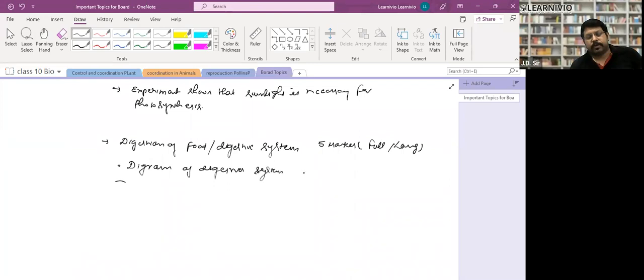That may be a 3 marker question. It depends on what kind of question they ask you, but it will be a short type question, right? That can be a short question. Now, what is the next one? So that experiment. Now after the digestion.